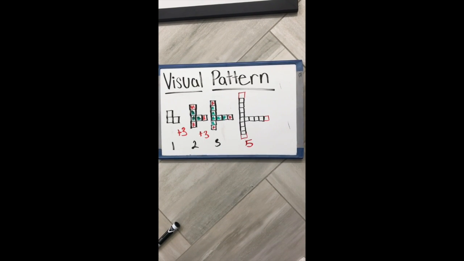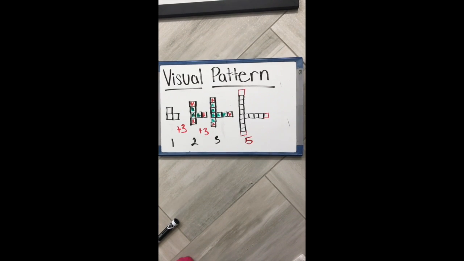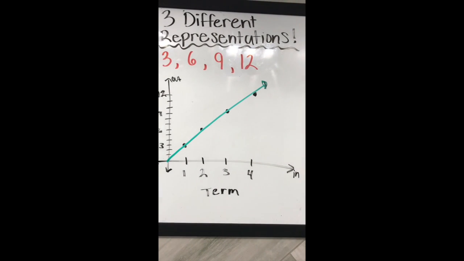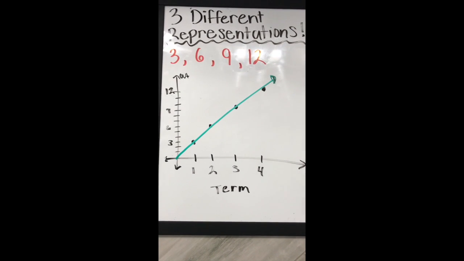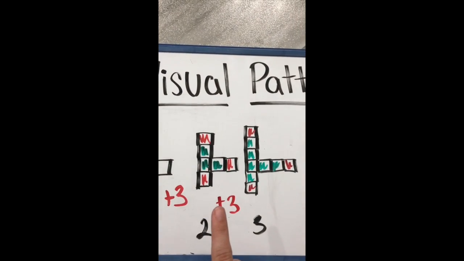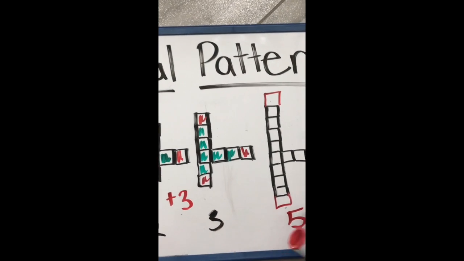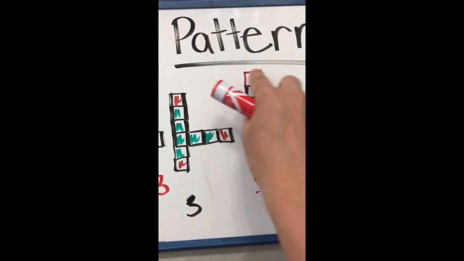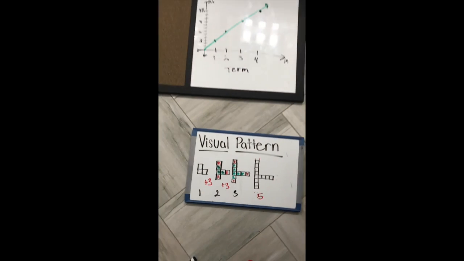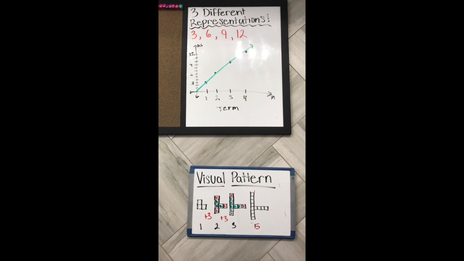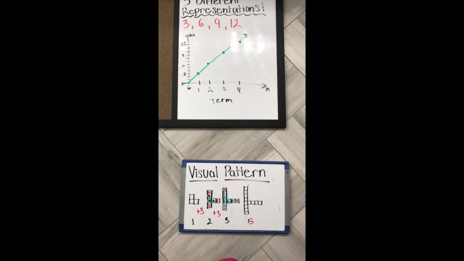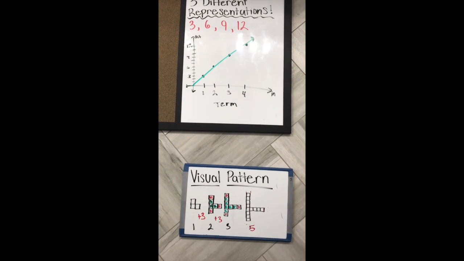And this relates back to what we were just looking at right over here with our sequence 3, 6, 9, 12. Because our visual pattern, the first one we had 3, and then 6, 9, and then this one did have 12, the fourth one, right? And so that's the third type of representation when we're talking about a sequence. So we've got a table that you can make, and then you can make a graph, and then you can also create a visual pattern from a sequence.